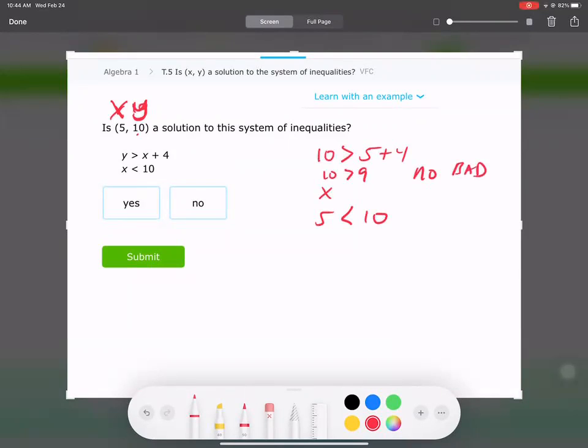Is 5 less than 10? Yeah, that's true. But they both have to be true. So it is not a solution of the system. It is not true for everyone, for all the players.